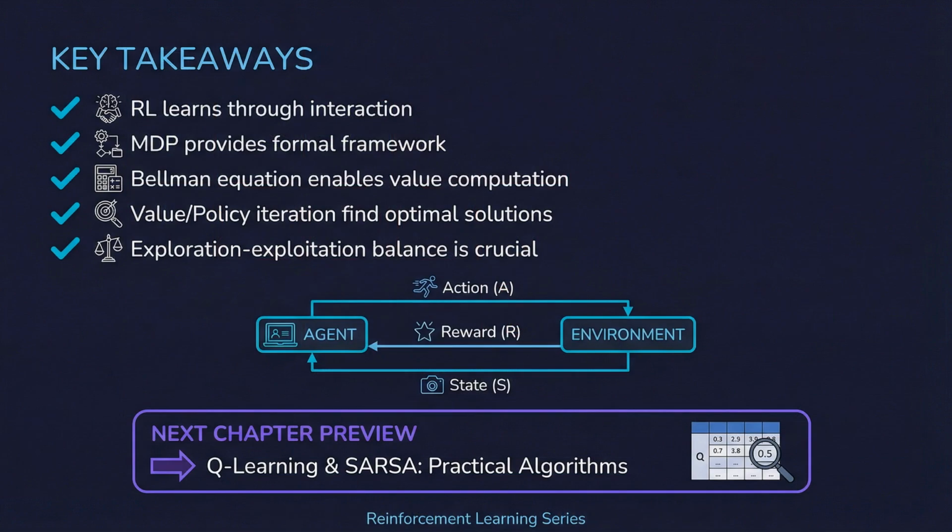Let's recap what we've learned. RL enables learning through environment interaction. MDPs provide the formal mathematical framework. The Bellman equation enables recursive value computation. Value iteration and policy iteration are fundamental algorithms for finding optimal solutions. And balancing exploration with exploitation is crucial for effective learning. In the next chapter, we'll dive into Q-learning and SARSA, practical algorithms that learn without knowing the environment model.